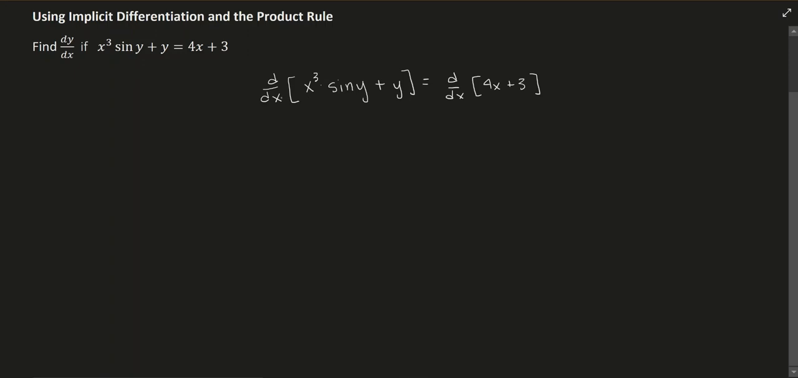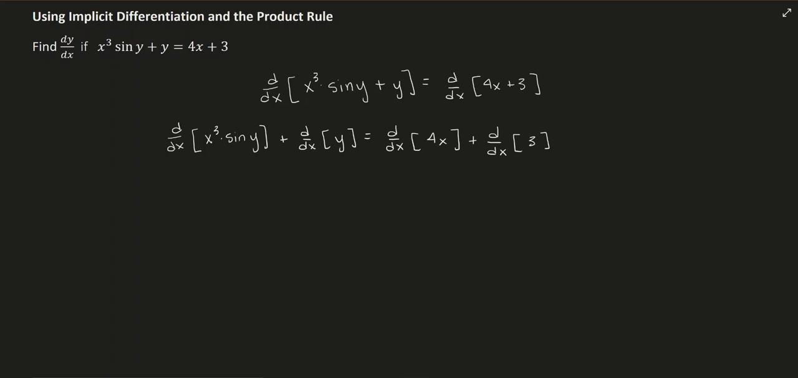And I'm going to go through and rewrite our derivative term by term. So our first term, we have the derivative of x cubed sine y plus the derivative of y, and that's equal to the derivative of 4x plus the derivative of 3. Now looking at our derivative this way, we can see where each rule is going to apply.